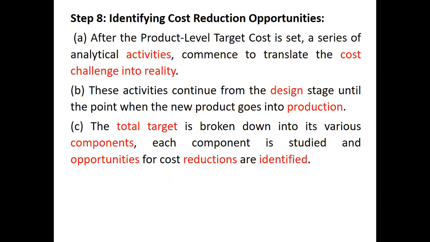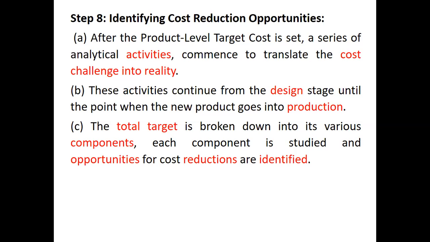target costing, once you have decided the product level target cost is set, a series of analytical activities follow. Analytical activities are the activities where you will find alternatives to reduce the cost. So after a product level target cost is set, a series of analytical experiments commence to translate the cost challenge into reality. तो टारगेट कॉस्ट को रियलिटी में लाने के लिए हम लोगों को वेरियस एक्सपेरिमेंट्स करना पड़ेगा, वेरियस एक्टिविटीज करने पड़ेंगे. Those activities we have to identify under the eighth step.